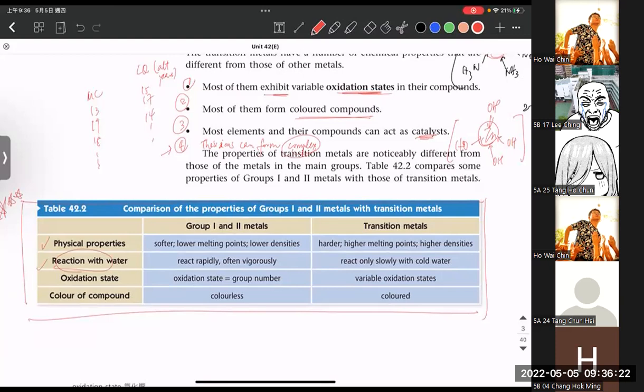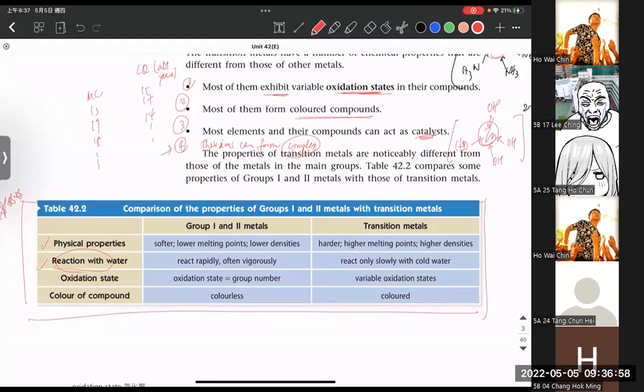So you may find group 1 and group 2 metals are quite reactive to it. But for transition metals, yes, they can also react with water, but the speed is much slower. Do you understand? Now, the oxidation state for group 1 and group 2 metals just goes back to the group number. But for transition metals, you need to memorize different types of oxidation state. For example, +2, +3, even +4, +5, +6, +7, okay?